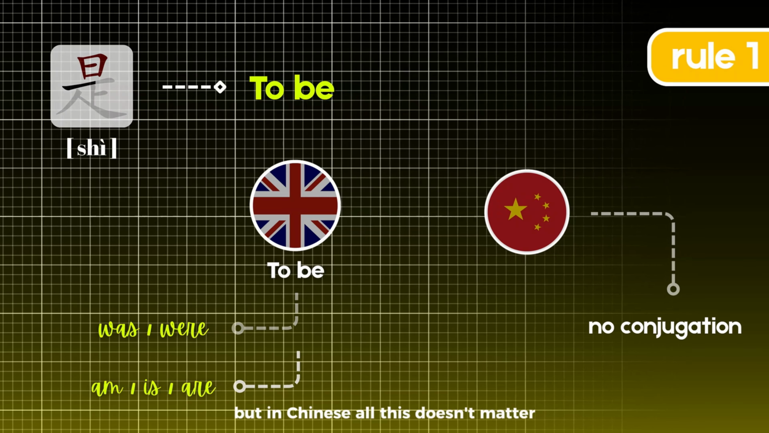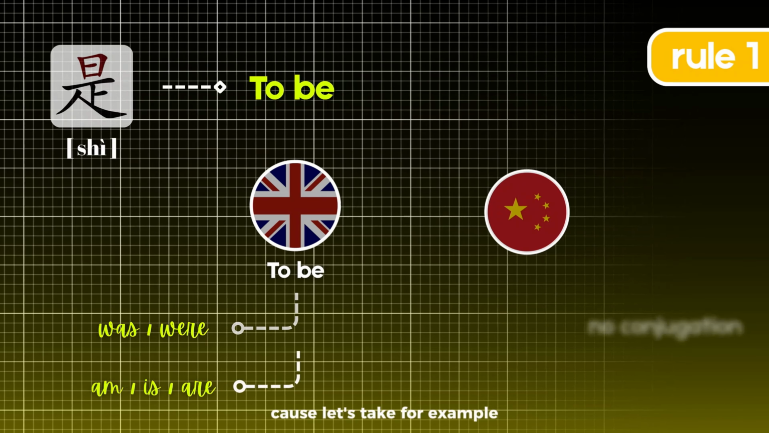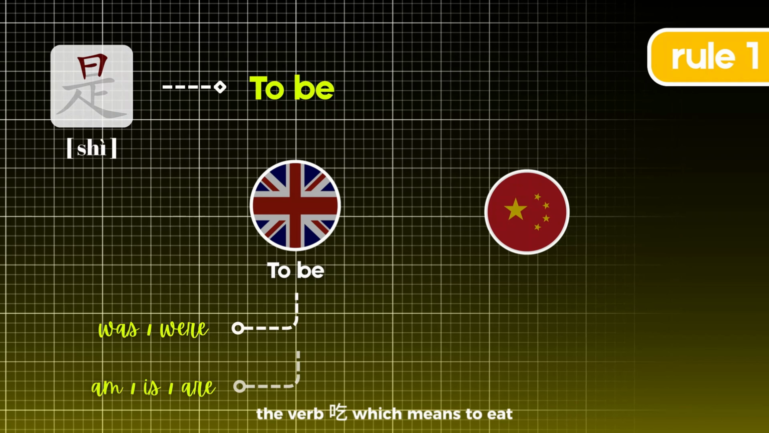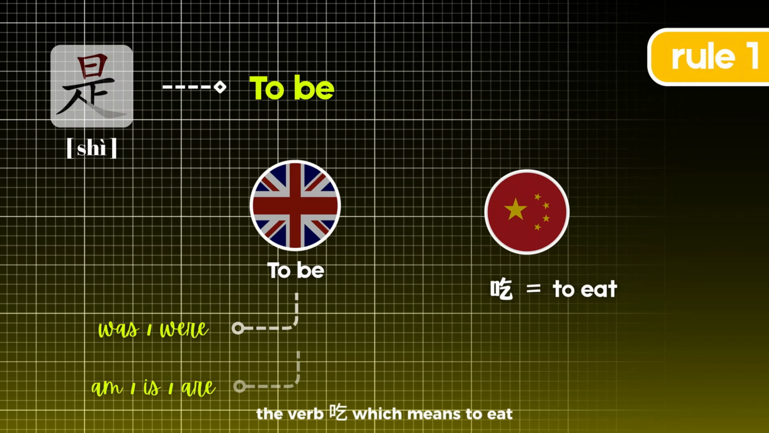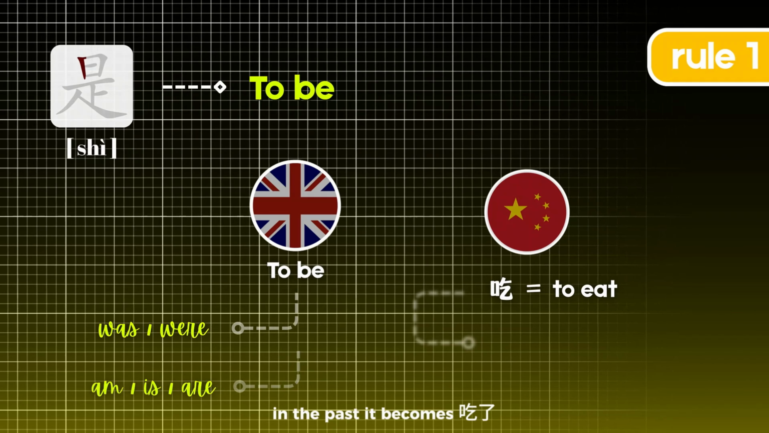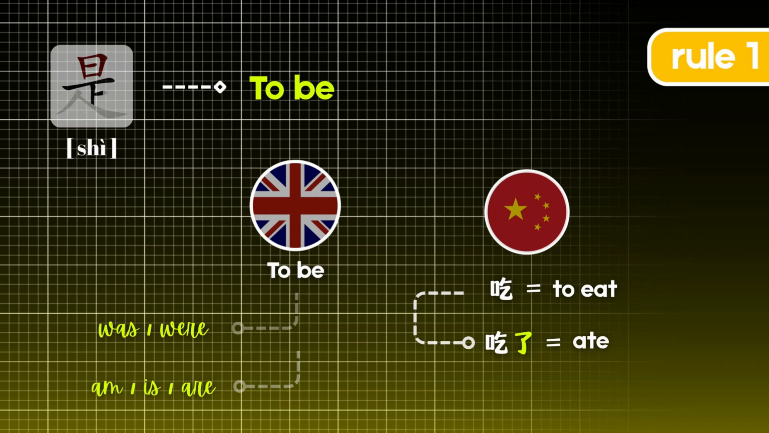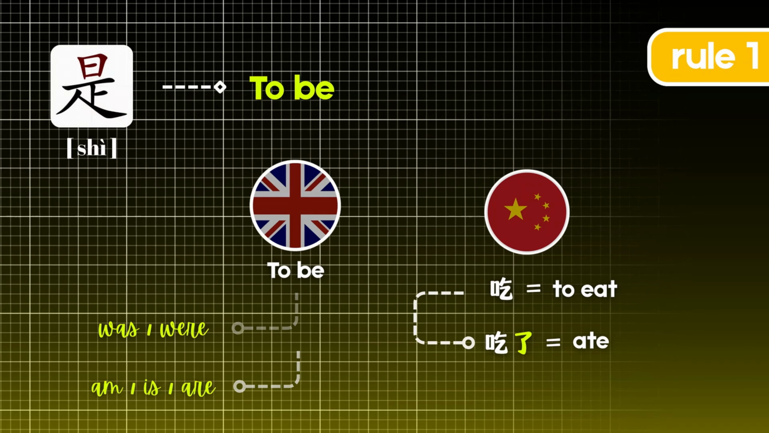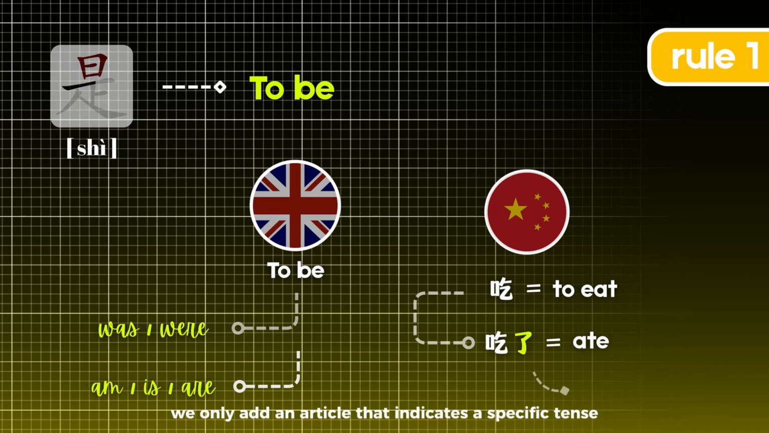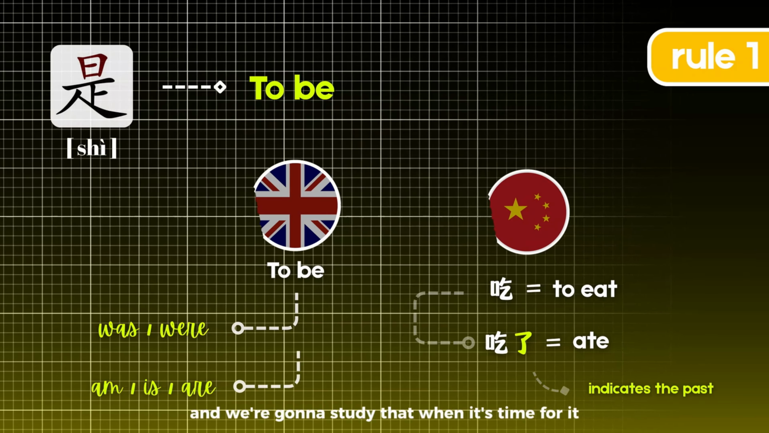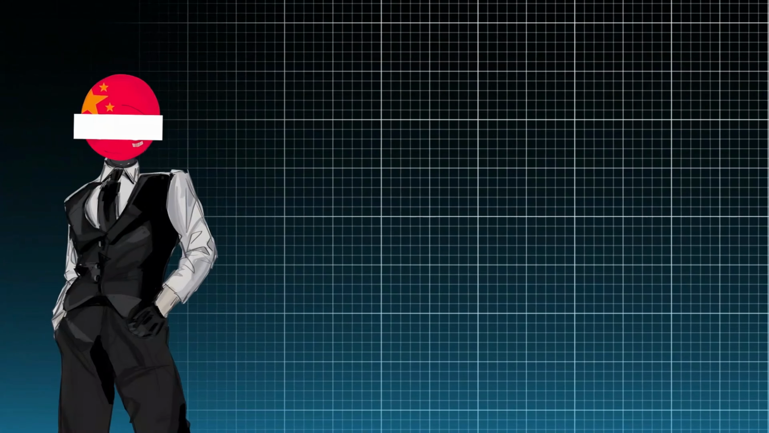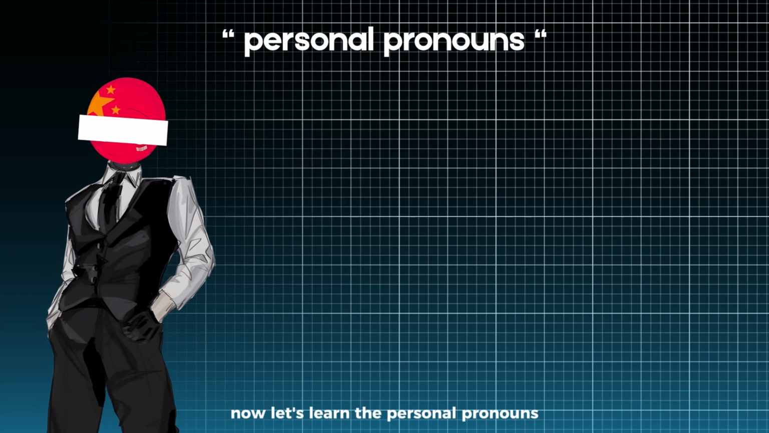But in Chinese, all this doesn't matter, because let's take for example the verb chi, which means to eat. In the past, it becomes 吃了. So the verb doesn't change. We only add a particle that indicates a specific tense, and we're going to study that when it's time for it. Now let's learn the personal pronouns.